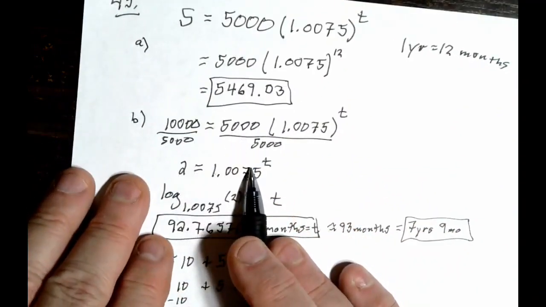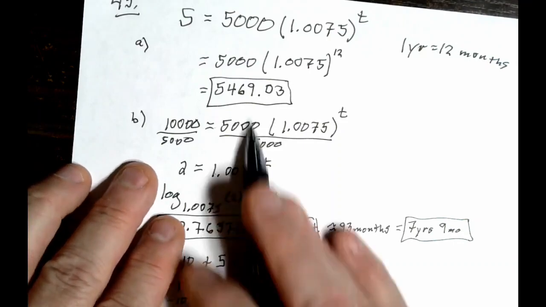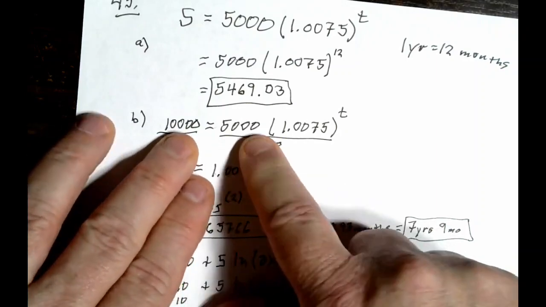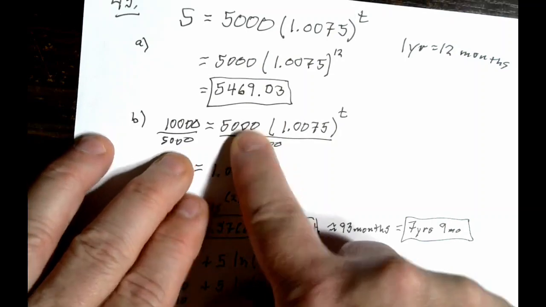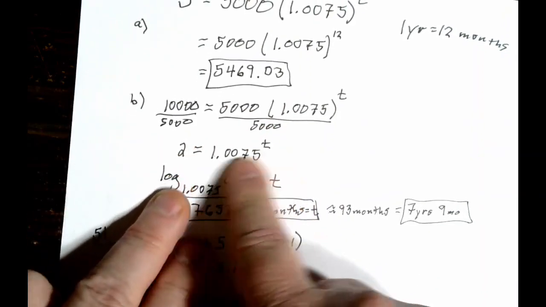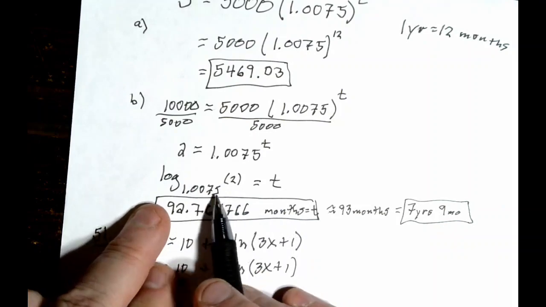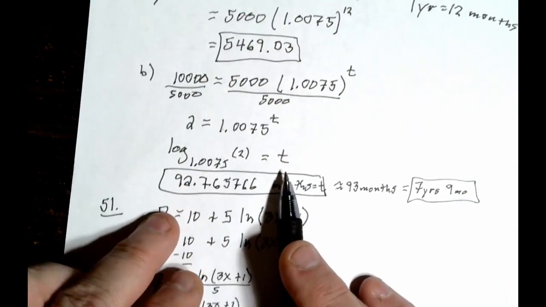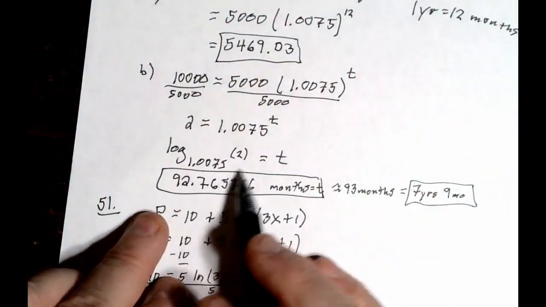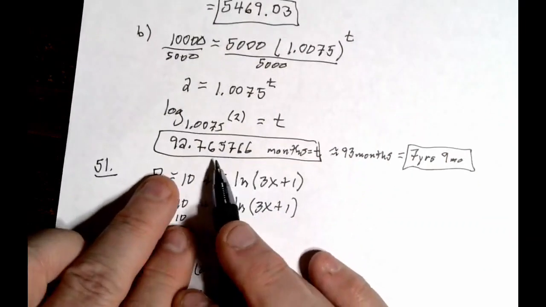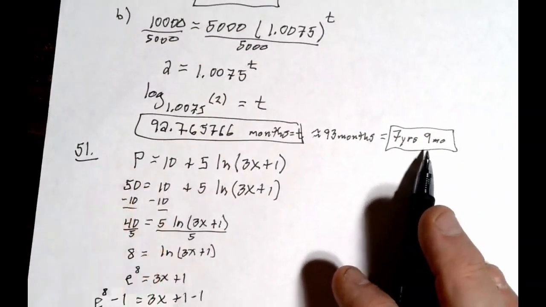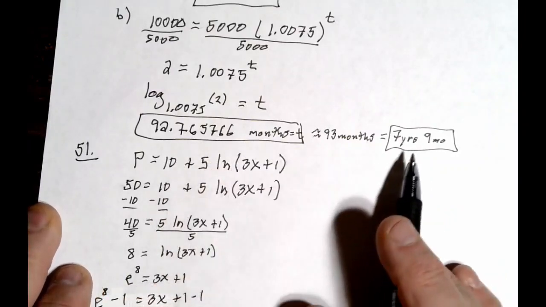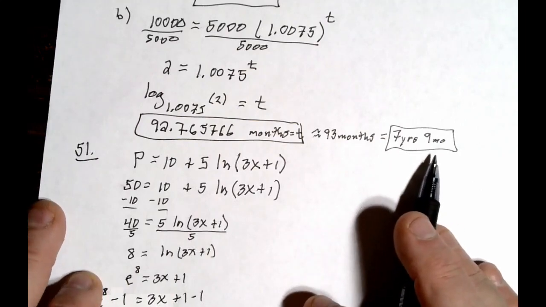Part B, how long before the investment doubles? Well, it was 5,000 before, so for it to double, it's got to be 10,000. So if you get 10,000 equals 5,000 times this, you divide by 5,000, and you get something to an exponent equals a number. And definition of logs again. Log base 1.0075 of 2 equals the exponent t. And you do the change of base formula, and you get this, and this is how many months. You divide it by 12, and you get 7.75 years, which is 7 years, 9 months. 3/4 of a year is 9 months.